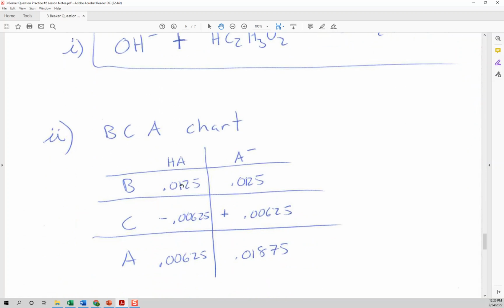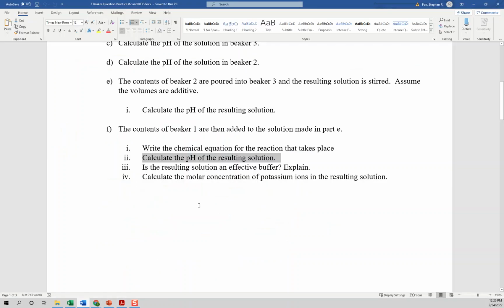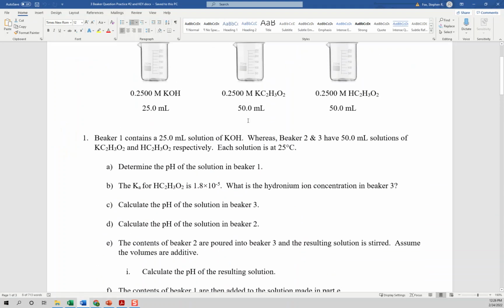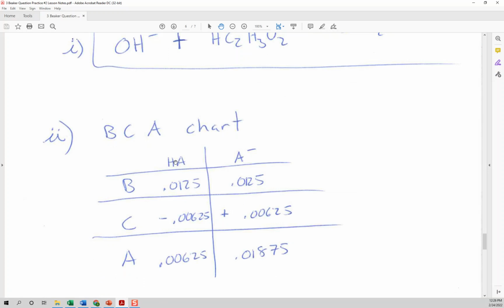So how do we get moles? Liters times molarity, right? So if I do liters times molarity, that'll give me moles of acetate. Liters times molarity will give me moles of acetic acid. And then liters times molarity would give me moles of hydroxide that I added. Okay, so we need all of those, all right? So the moles of acetic acid and acetate, remember they were the same, 0.0125 and 0.0125, liters times molarity.